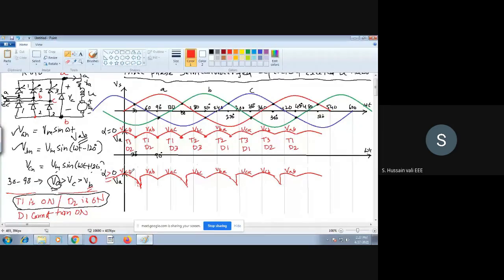Say for example, I will take one value, alpha is equal to 60 degrees. I am interested to know what will happen if I take alpha 60 degrees. Alpha 60 degrees in the sense from 30 to 60, that is 90 degrees. So this delay will be continued till 90 degrees. This is what will happen.